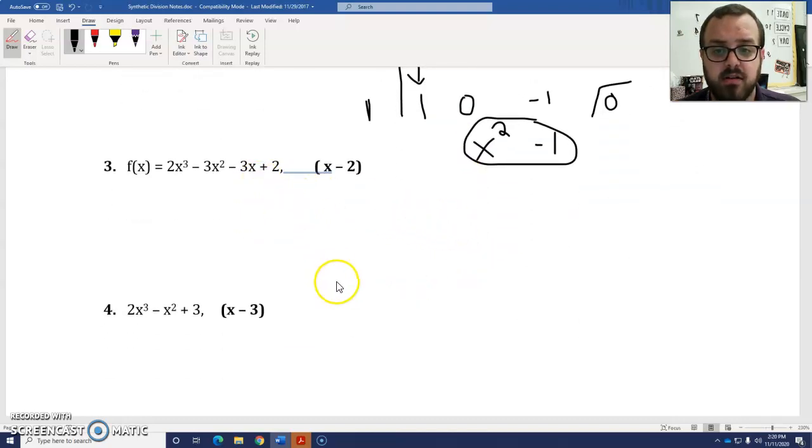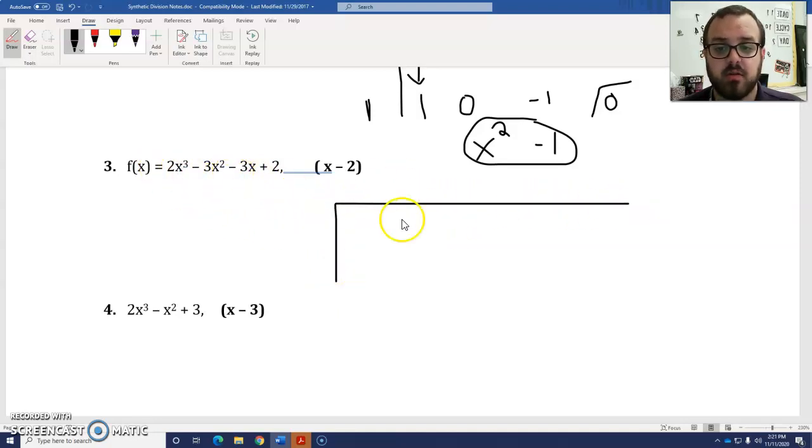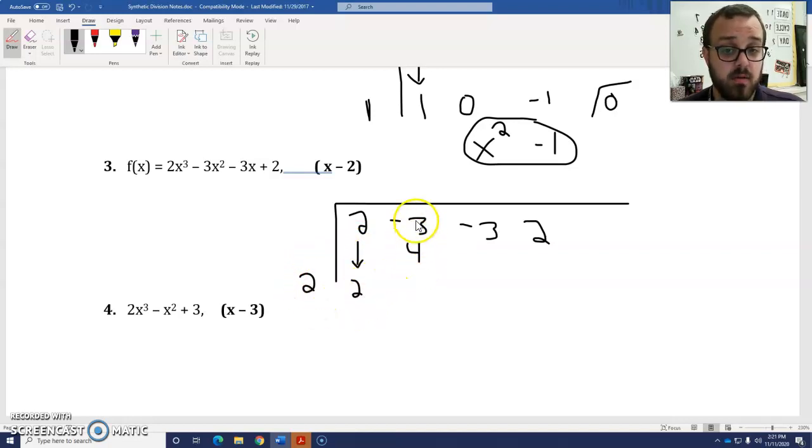Let's do the same thing here. Let's do another synthetic division problem, okay? I'm going to take the coefficients and write them across the top. So I'm going to write 2, -3, -3, and 2. My root that goes along with this factor is going to be 2. I'm going to bring down this first number no matter what. Just bring it down. 2 times 2 gives me 4.